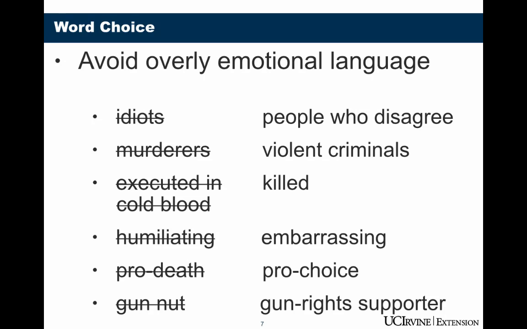Humiliating might be another one that is overly emotional. It has a little stronger meaning than embarrassing and shows a little bit of a judgment. So you might want to avoid using that word. Pro-death is a term used in the abortion debate, and this is an example of overly emotional language. Better to use pro-choice. Similarly, gun nut is a term used in the guns debate, and it's overly emotional as well. Instead of using that, you should say gun rights supporters. Avoiding overly emotional language will help you to have an academic tone in your writing.